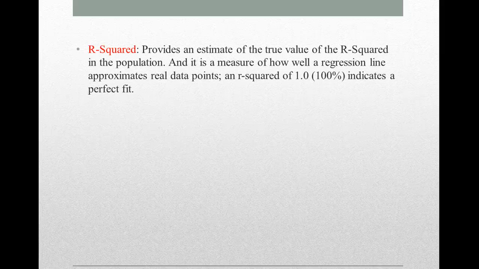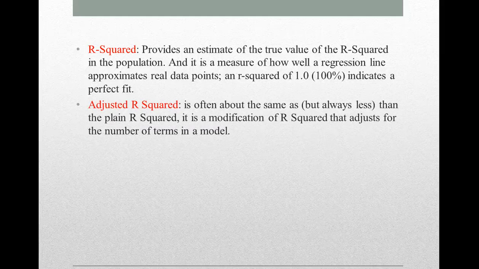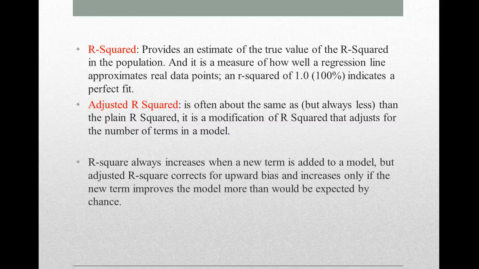Let us stop for a moment and consider the R-squared and the adjusted R-squared. Remember that the R-squared provides an estimate of the true value of the R-squared in the population, and it is a measure of how well a regression line approximates real data points. An R-squared of 1.0, 100%, indicates a perfect fit. Adjusted R-square is often about the same, but always less than the plain R-squared. It is a modification of the R-square that adjusts for the number of terms in a model. R-square always increases when a new term is added to a model, but the adjusted R-square corrects for an upward bias and increases only if the new term improves the model more than would be expected by chance.